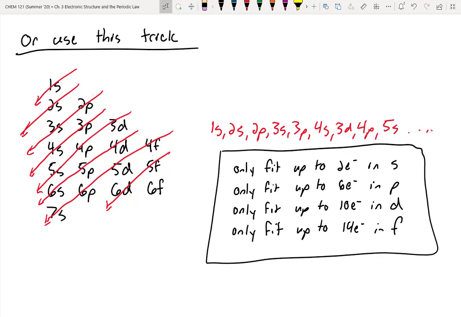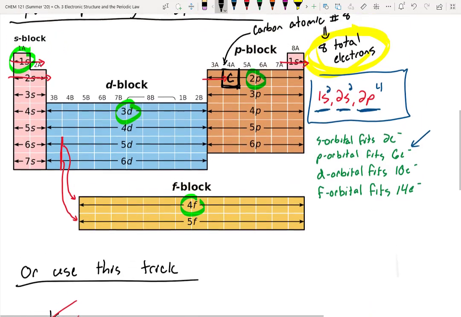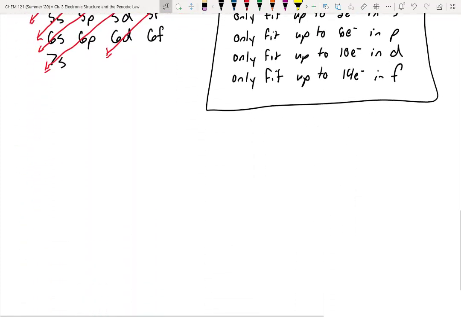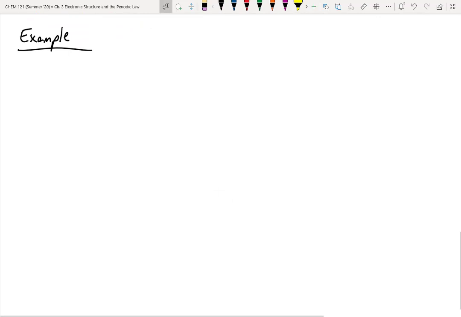Okay, so let's do a few practice problems. What I'll do is just pick some random elements and we'll try to predict the orbital filling, kind of like we did for carbon up here. But let's do it using a regular periodic table. So I'm just going to write down an example, and then I'll copy and paste over a periodic table.